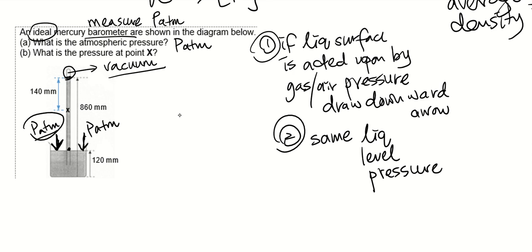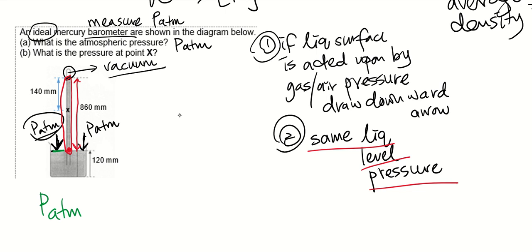Okay, for this surface here, the pressure is due to PATM, the amount of atmosphere. For this point here, where I apply same liquid, same level, same pressure, the pressure is due to the height of mercury acting on it. Right? Imagine this amount of mercury is acting on the point here.